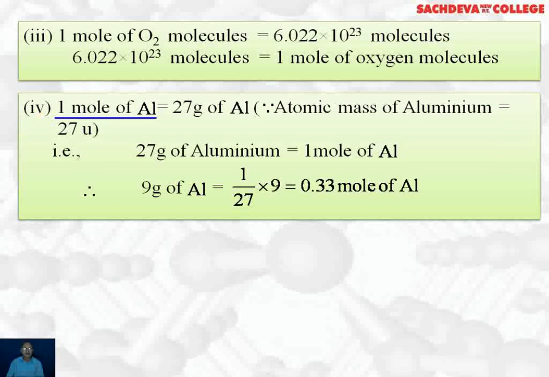Fourth part, 1 mole of aluminium is equal to 27 gram of aluminium, because atomic mass of aluminium is 27 u. So 27 gram of aluminium is equal to 1 mole. 9 gram of aluminium is equal to 1/27 × 9, equal to 0.33 moles of aluminium.